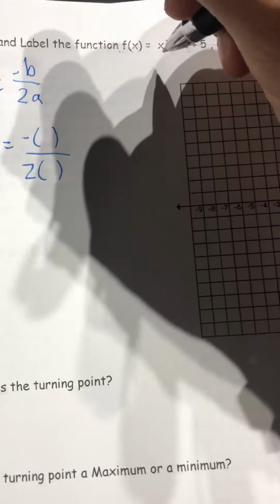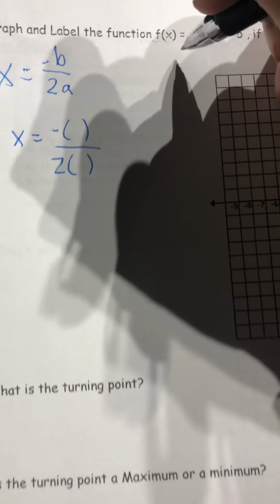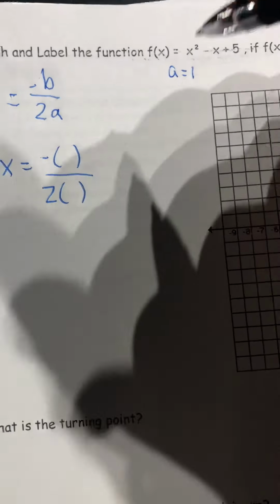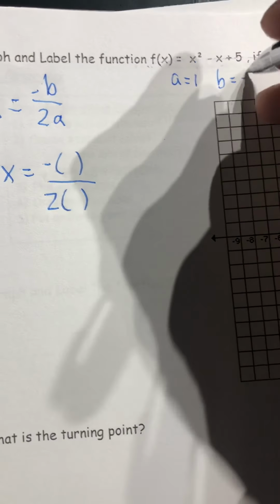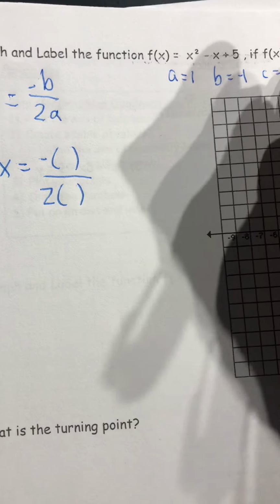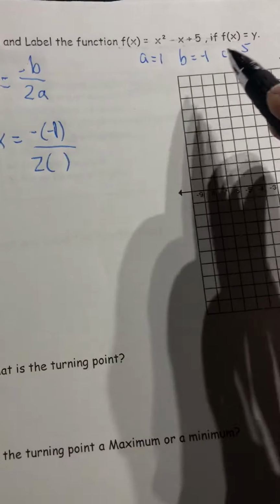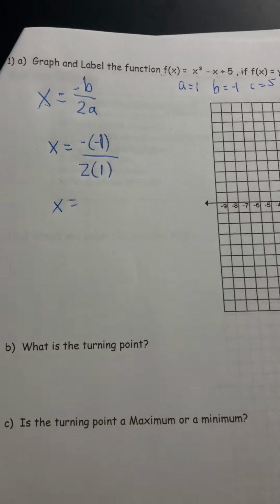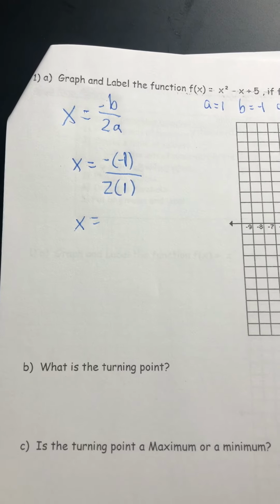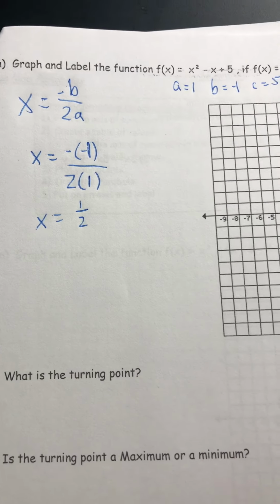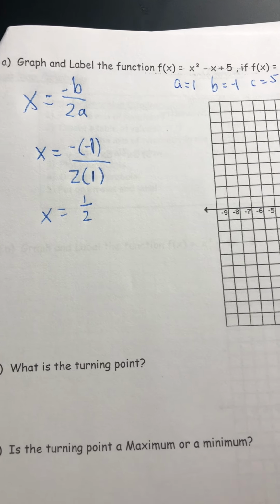It might help you to write out what your a, b, and c values are. So we have a is equal to 1, b is equal to -1, and c is equal to 5. So our b value, once again, is -1. A value is 1. Now this one is an important example. We have negative of -1, which is +1, over 2 times 1, which is 2. We have an axis of symmetry that is 1/2. So in that case, we're going to have to find our turning point by hand.